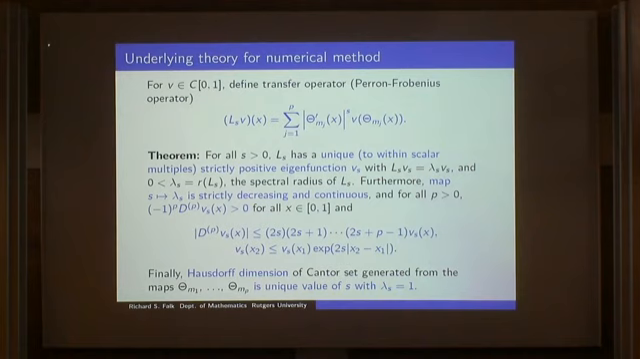And then here's the thing in the theory: the Hausdorff dimension generated from these maps is the unique value of s such that the eigenvalue lambda s is 1. So for every s you get some eigenvalues, and you want to know when the maximum eigenvalue is 1.